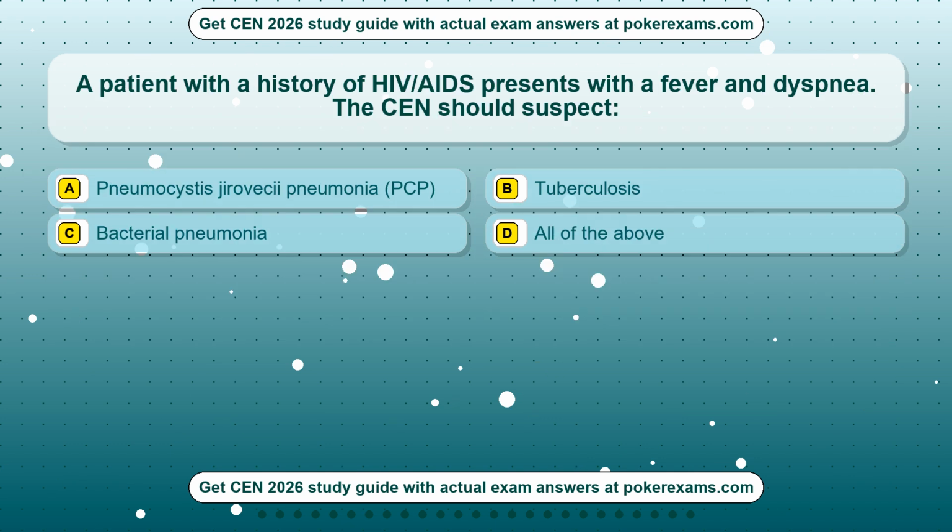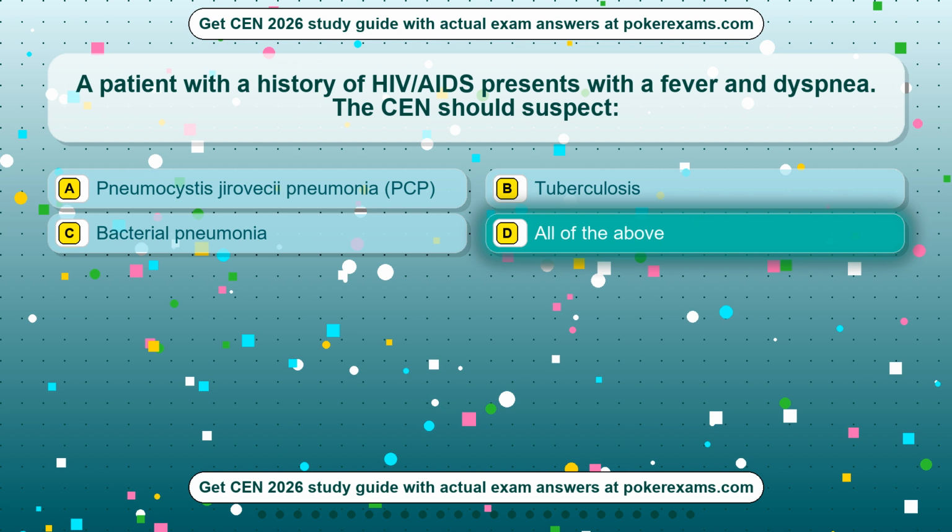Question 19. A patient with a history of HIV/AIDS presents with a fever and dyspnea. The CEN should suspect. Option A. Pneumocystis jirovecii pneumonia, PCP. Option B. Tuberculosis. Option C. Bacterial pneumonia. Option D. All of the above. The correct answer is option D.